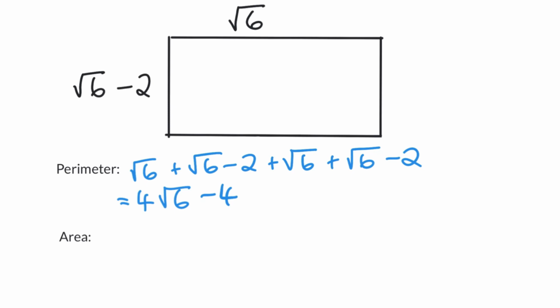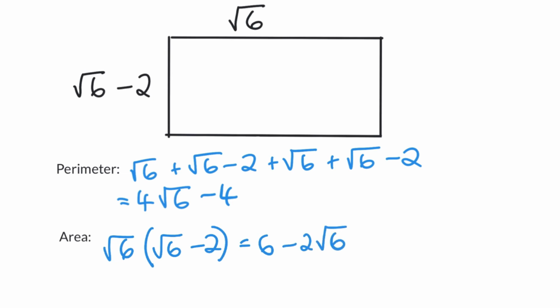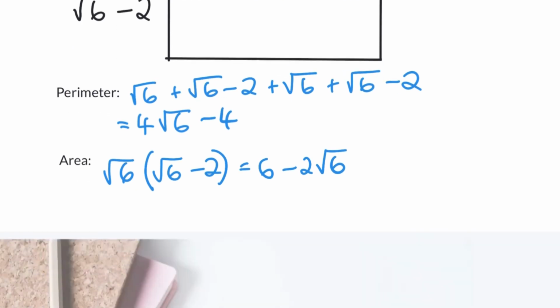So the area, we're going to do root 6 times root 6 minus 2. So root 6 times root 6 is just 6, and root 6 times minus 2 is minus 2 root 6. So the area of the rectangle is 6 minus 2 root 6.